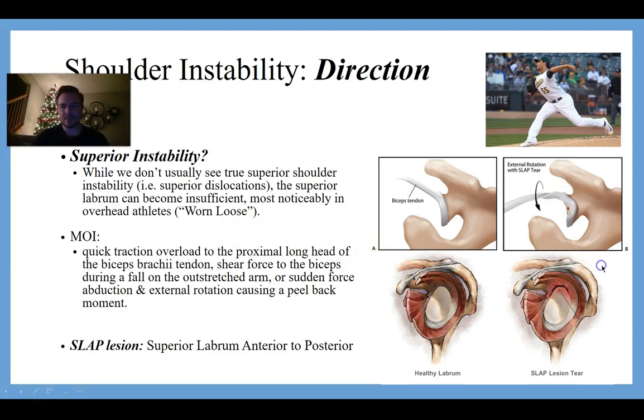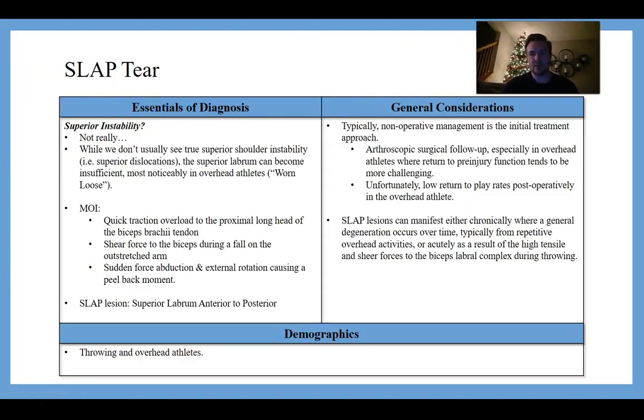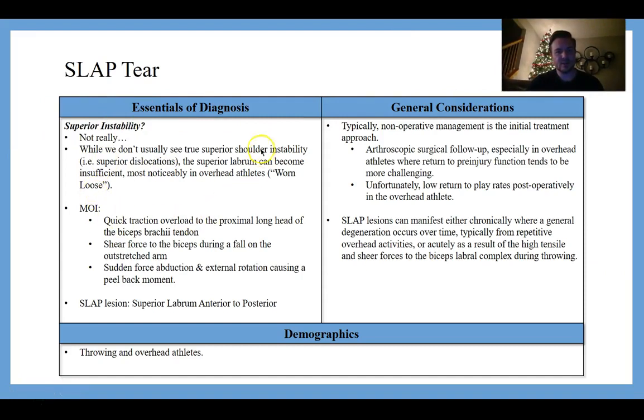So as we move on here, again, same thing as I mentioned before on the previous slide, just with pictures to help you visualize it. This demographic is usually throwing and overhead athletes. Once you stop playing sports, it's hard to get these. Maybe if you're a weightlifter or something like that. But typically non-op management is the initial treatment, and those are probably the best treatment approach because surgical intervention, especially in the overhead athletes, doesn't have very good outcomes.